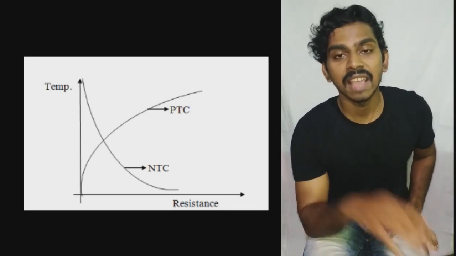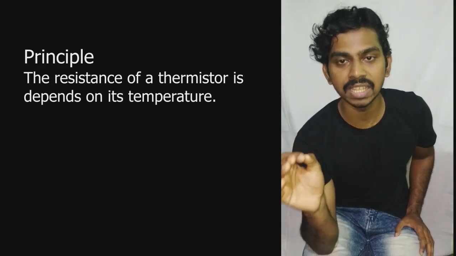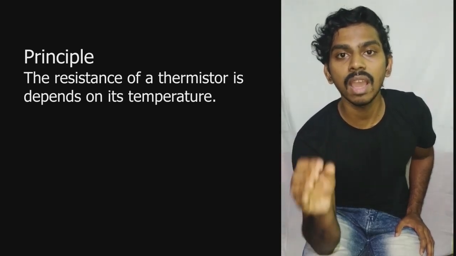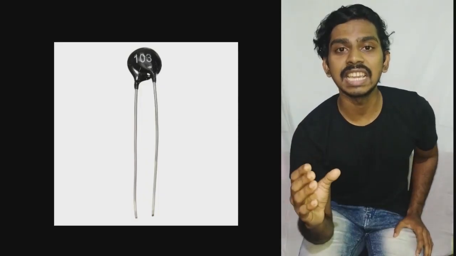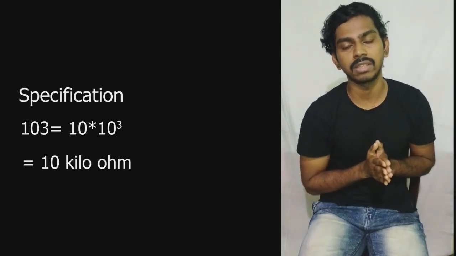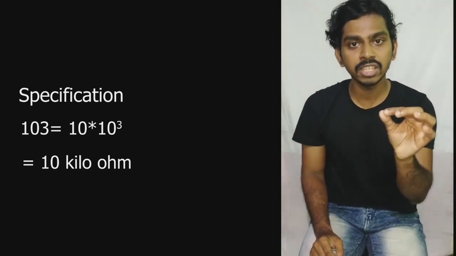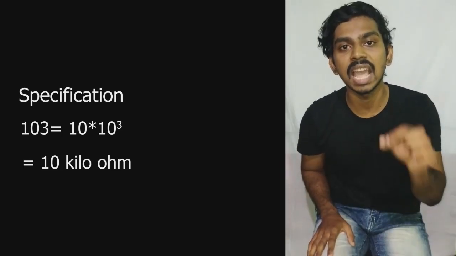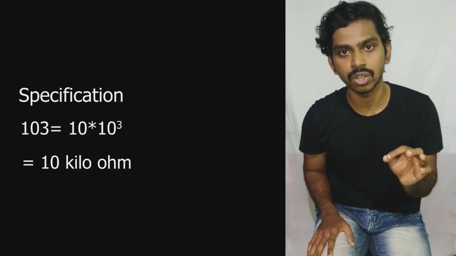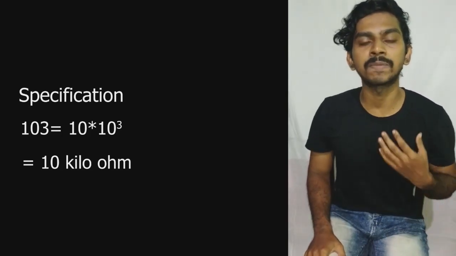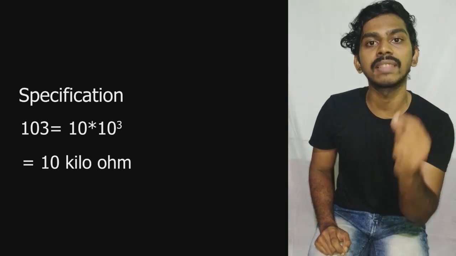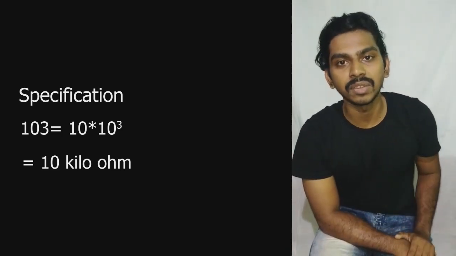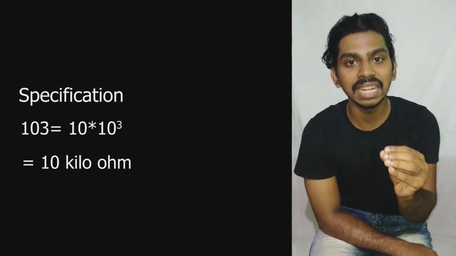Generally, we can say that the principle of a thermistor is that its resistance depends on the applied temperature. Here you can see a picture of a thermistor, which generally looks like a capacitor, and you can see some numbers displayed on the face, like 103 here, which is the specification of the thermistor. The first and second digits are the significant digits, followed by the third figure, which expresses the number of zeros following the first two digits, which means 10 times 10 raised to 3. We can read it as 10 kilo ohm.